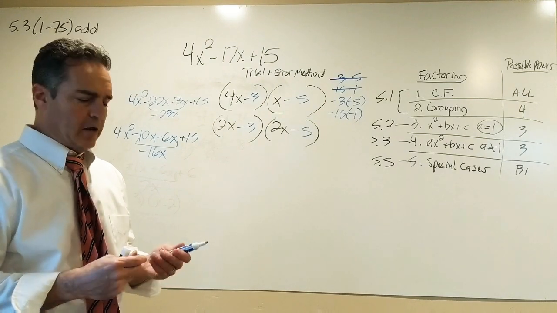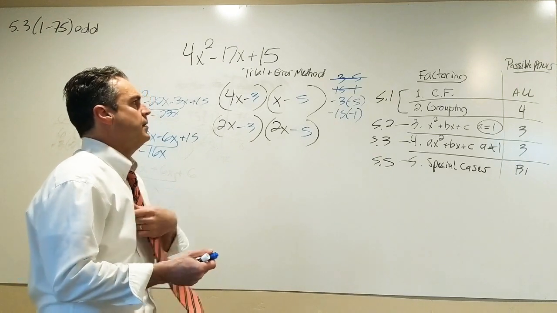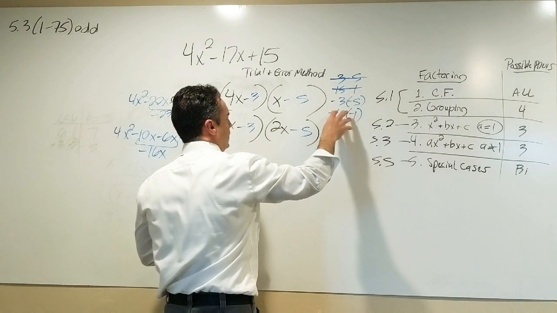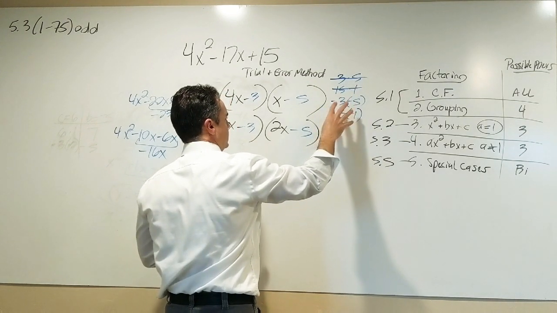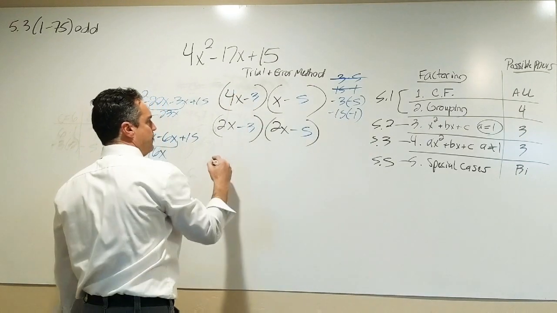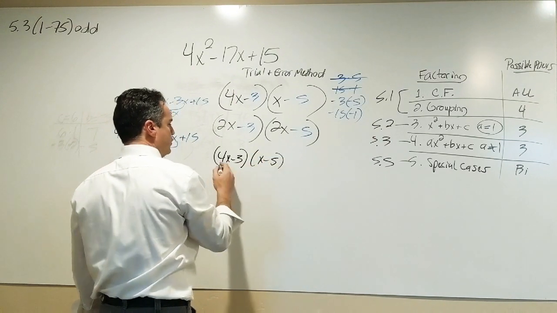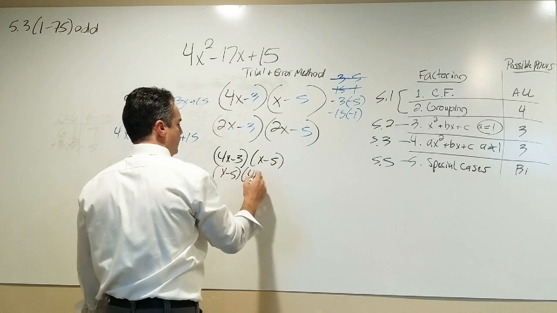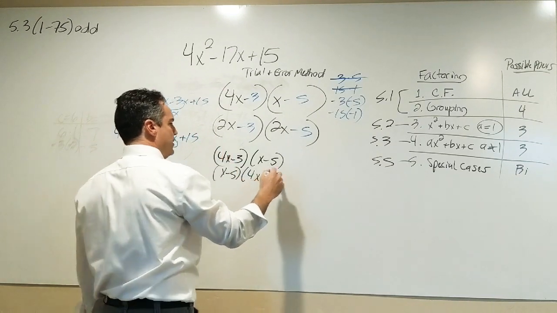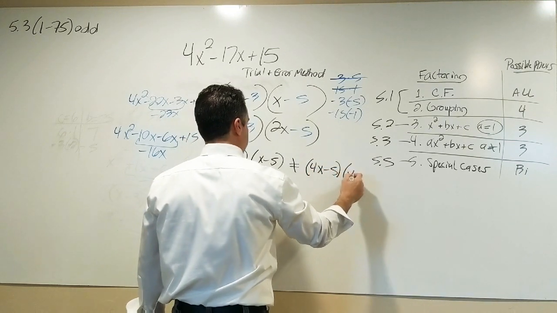So one of the things that also makes the trial and error method really stink is that the order in which you put these in actually makes a difference, okay? Now I've taught you, please pay attention, that 4x minus 3 times x minus 5 also equals x minus 5 times 4x minus 3. But the thing that I do want you to understand is that this does not equal 4x minus 5 times x minus 3.